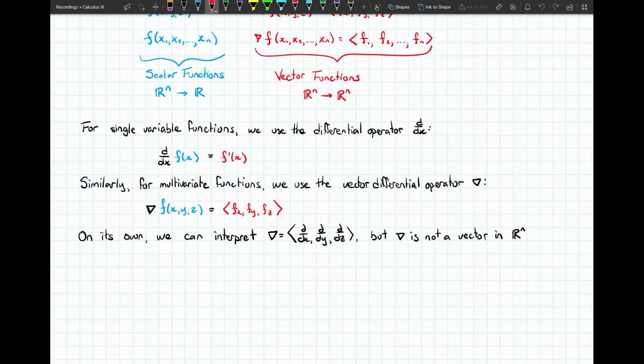And let's see if we can visualize that gradient. Since the gradient of f is a vector function, its output is called a vector field. And that's going to be true for the output of any vector function.